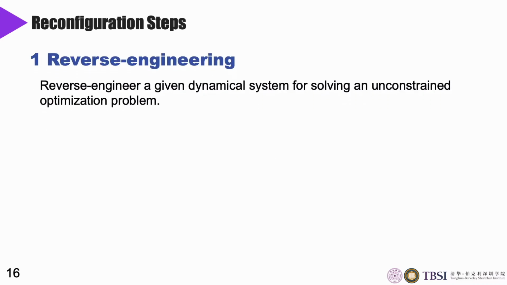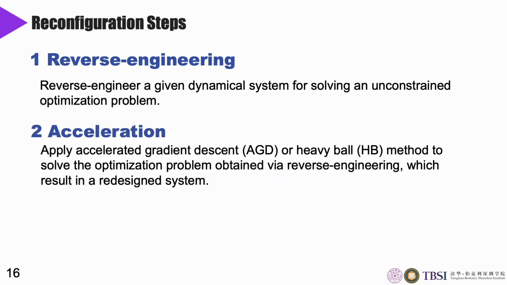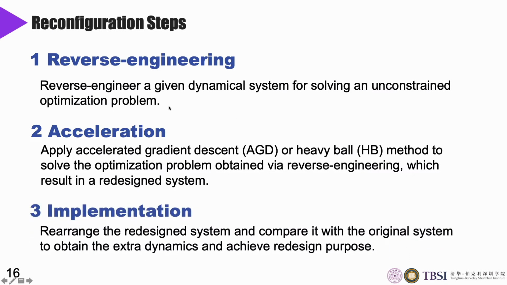First, we reverse engineer a given dynamical system for solving an unconstrained optimization problem. Secondly, we apply accelerated gradient descent or heavy ball method to solve the optimization problem obtained in step 1. And finally, by rearranging the redesigned system and comparing it with the original one, we can obtain the extra dynamics and achieve the redesign purpose.